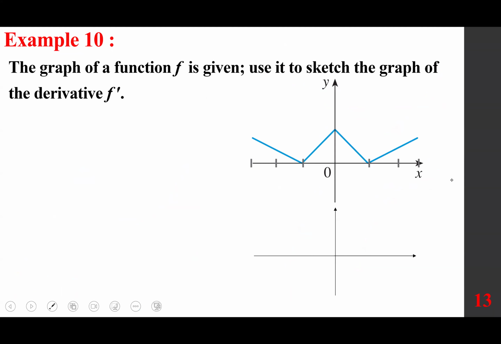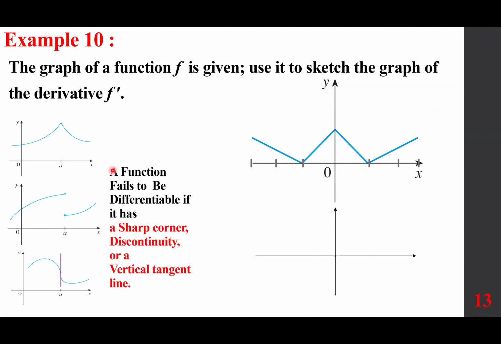The graph of a function f is given. Use it to sketch the graph of the derivative f prime. Notice you have a line segment. This would be a line, goes indefinitely, but it's a line segment, 1, 2, 3, 4. So what I want to add first and foremost, a function fails to be differentiable if it has a sharp corner, discontinuity such as a jump, and a vertical tangent line. So we have a sharp corner, 3 of them here. But understand that we are dealing with line segments.